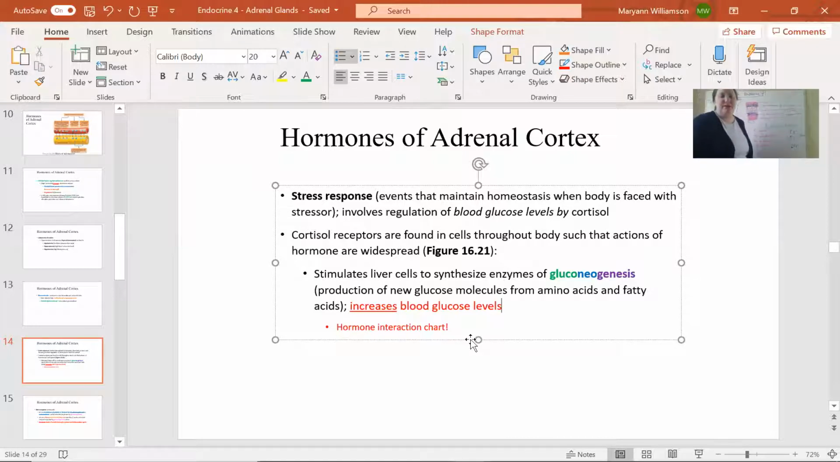Any other hormones do that? We've talked about a couple already, and we'll talk about more, such as glucagon. So that's a good one to keep in mind for your hormone interaction chart, or for the question in the guided notes about synergists, or antagonists if you think of insulin. All right.